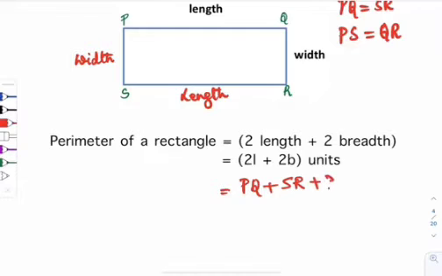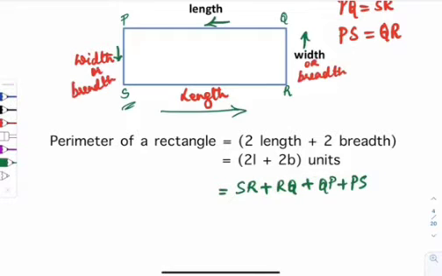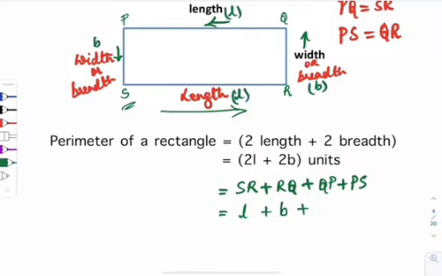Plus PS is the breadth plus QR is the breadth. So what is SR? SR is length. We will just name it as L. Then what is RQ? RQ is B. Since we are not having any particular measurement as such, we will have it named as L and B. Now QP is again L and PS is again B.